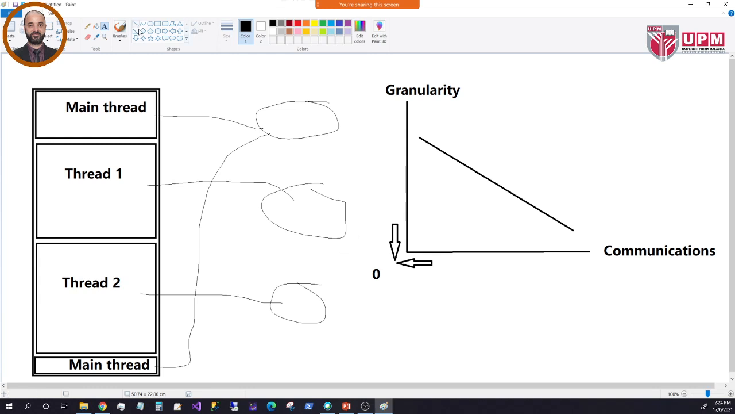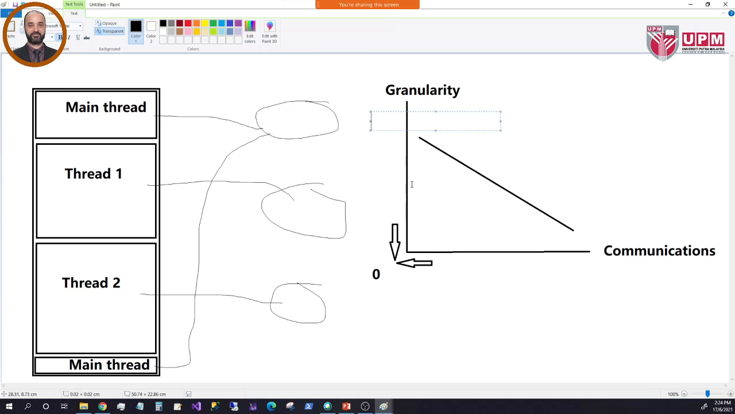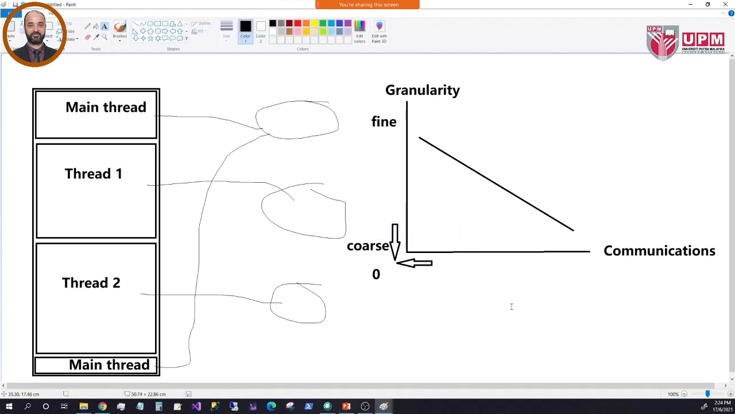This one is fine, and this one is coarse granularity. Okay, so if the program is one piece, that means the granularity is about to be 0. So here there is no communication, right? Because it's a serial program and only one piece of code, and there are no other tasks. That's why we don't have to do any kind of communication to finish the task.